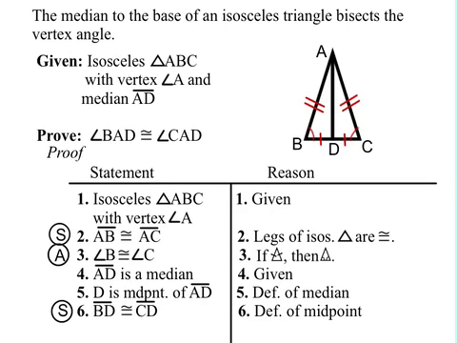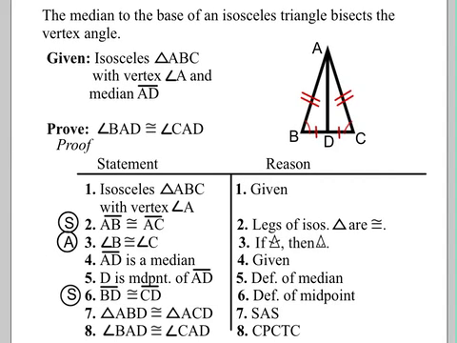And now you'll notice our technique. We have an S and an A and an S. That's side angle side. So we've proved two triangles congruent by side angle side. And of course our job was to prove that angle BAD was congruent to angle CAD, and they're congruent by CPCTC.